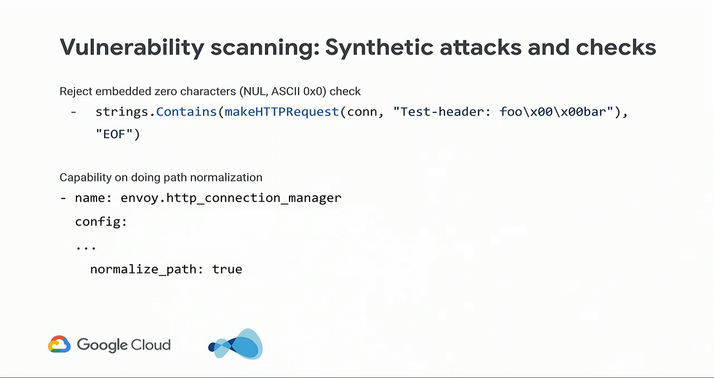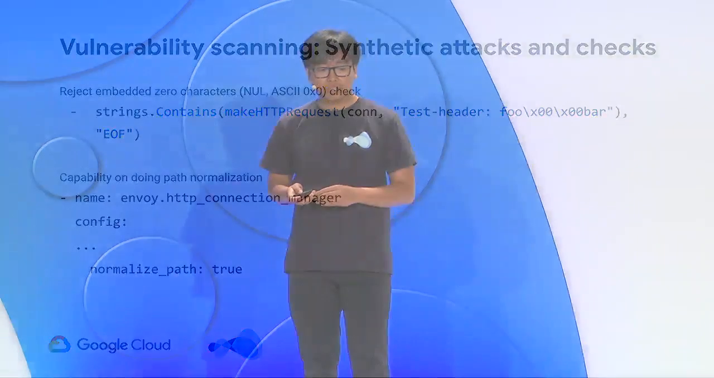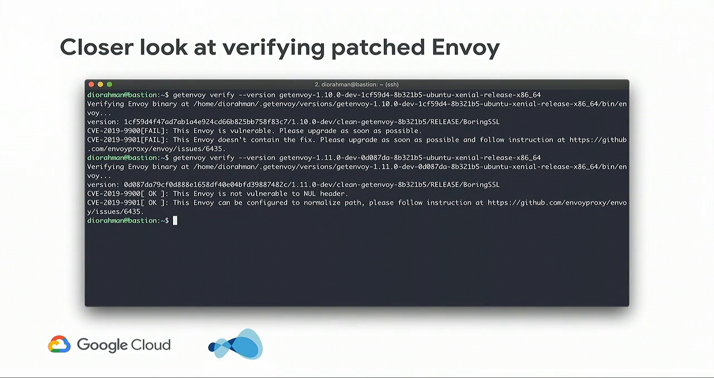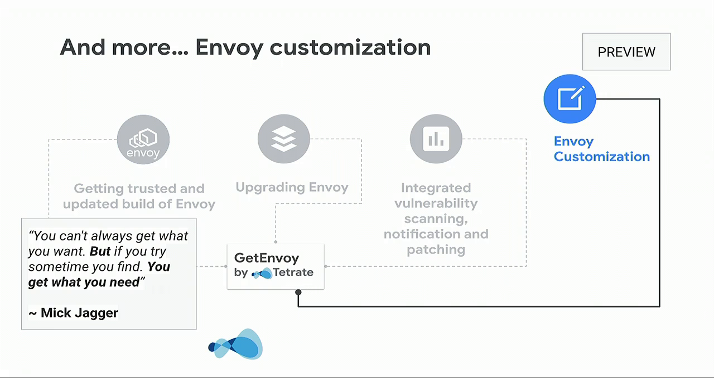So this is a case when you do vulnerability scanning using a synthetic attack. Basically, you do checking on the Envoy built in your local environment, and then we do the synthetic attack on that and check if it is vulnerable or not. This kind of mechanism can be standalone, or it can be integrated into your environment.